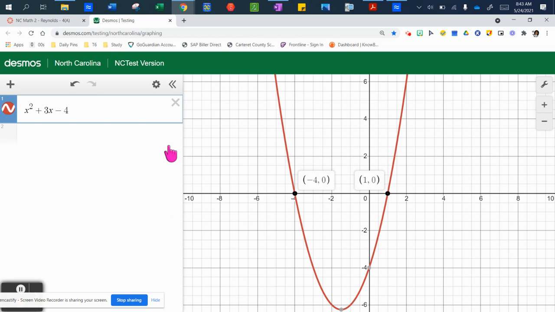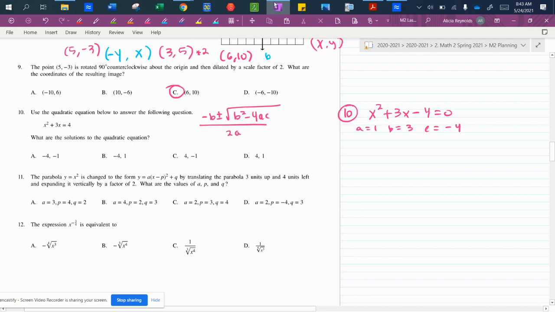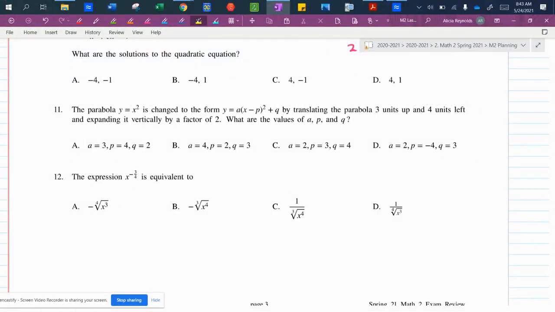Number 11, parabola y equals x squared is changed to the form y equals a times (x minus p) squared plus q by translating the parabola 3 units up and 4 units left and expanding it vertically by a factor of 2. What are the values of a, p, and q? Because this is asking us for the values of the missing variables, that graph isn't going to mean a whole lot to us. This is more about understanding what it means when we go up, left, or stretch.